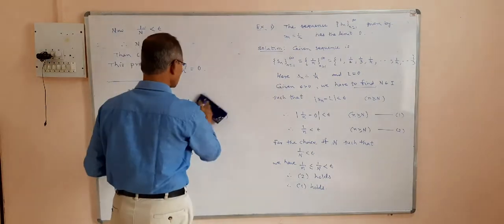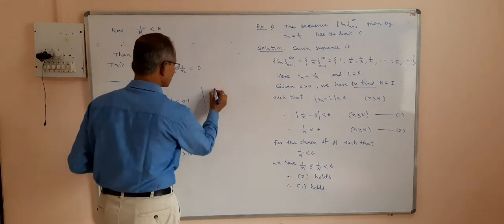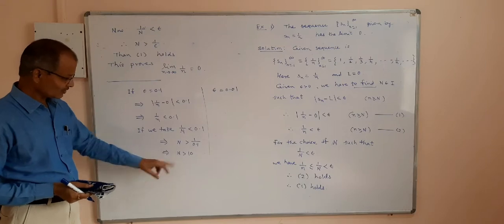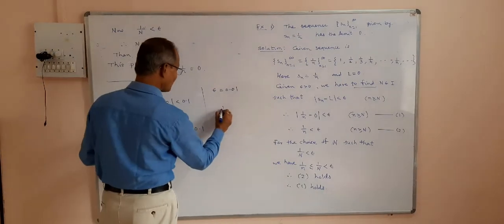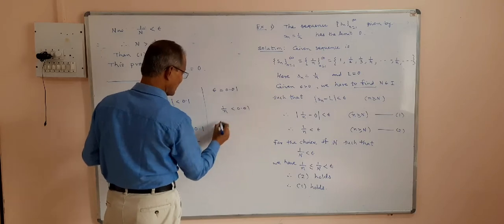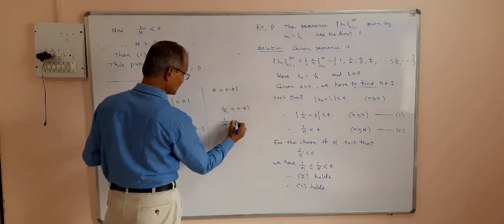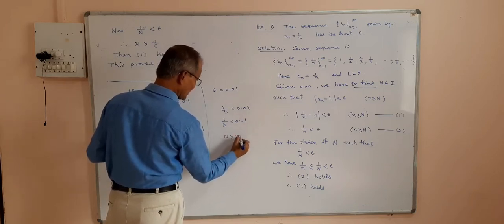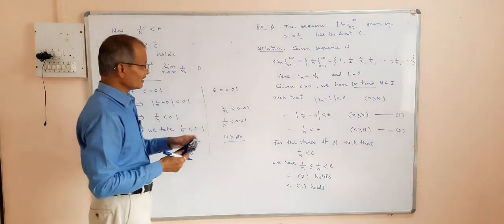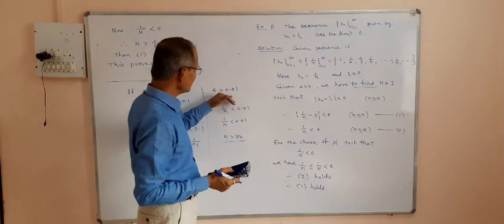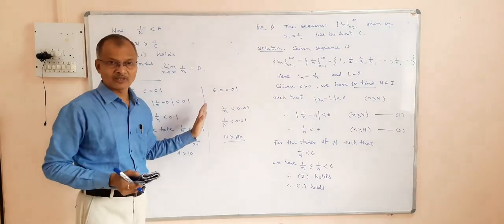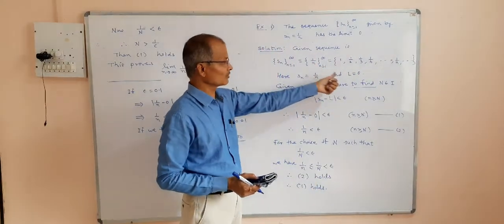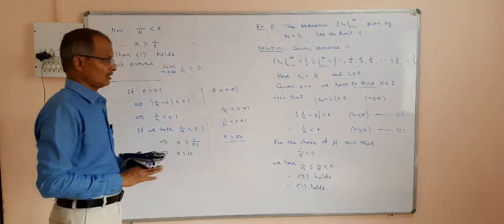Now if you select epsilon still smaller, that is epsilon is equal to 0.01, then what will be the choice of capital N? So this will imply 1 by n is less than 0.01, and we have to select n satisfying this condition. And if you take the reciprocal, n will be greater than, the reciprocal of this is 100. So that means after 100 terms, the 1 by n term will be within distance 0.01 from 0. So it will become closer. If you increase the values of n, then this will be closer and closer to 0.